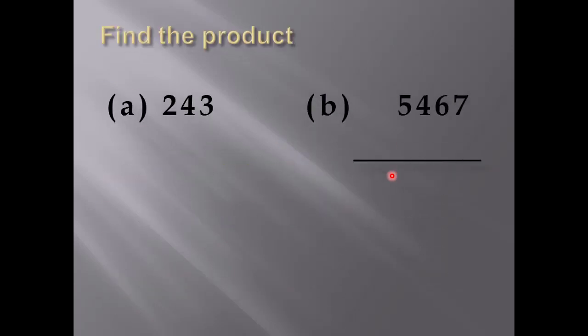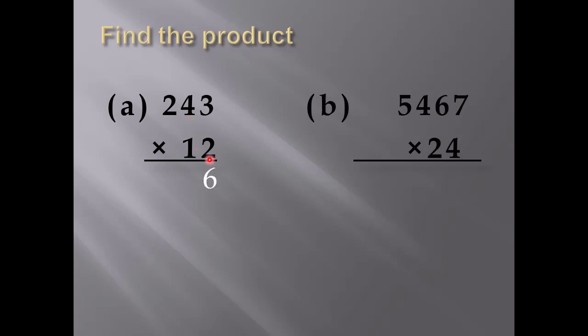Today we'll take two examples about how to multiply by a two-digit number. To multiply by a two-digit number, we will multiply the unit of this digit by the whole number, then multiply tens by the whole number. But when we multiply tens, we should put 0 in units. Let's do it together. The first one is 243 times 12.